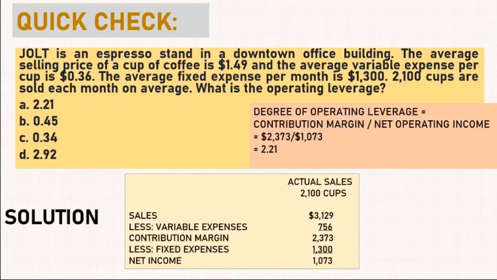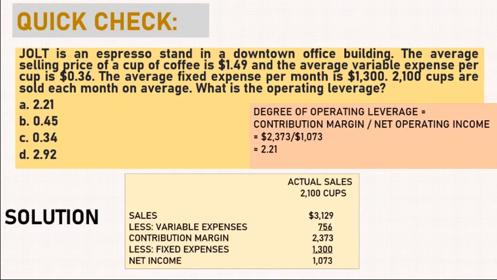To further understand this concept, let's take another example. Jolt is an espresso stand in a downtown office building. The average selling price of a cup of coffee is $1.49 and the average variable expense per cup is $0.36. The average fixed expense per month is $1,300. 2,100 cups are sold each month on average. So what is the operating leverage?